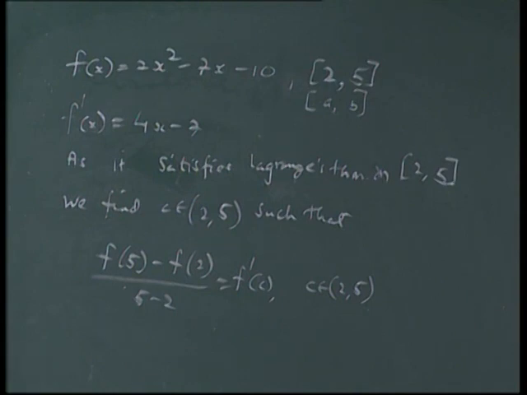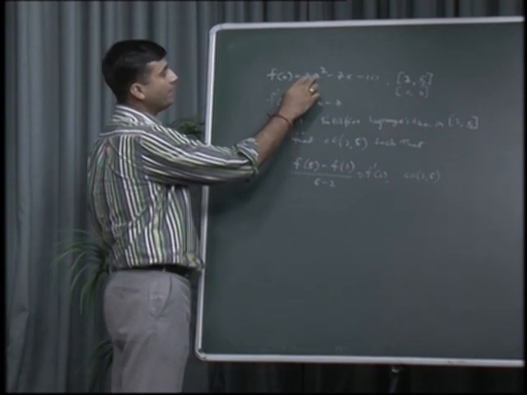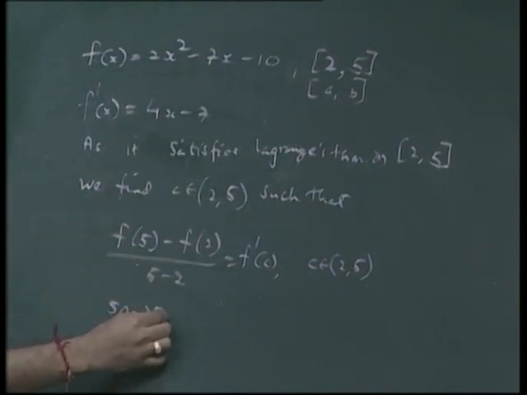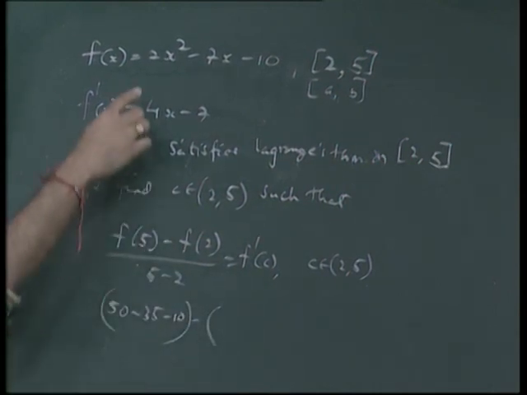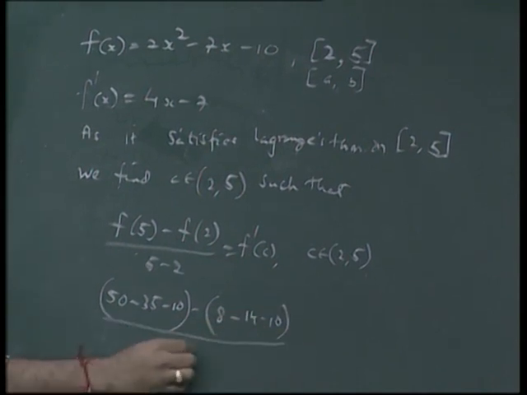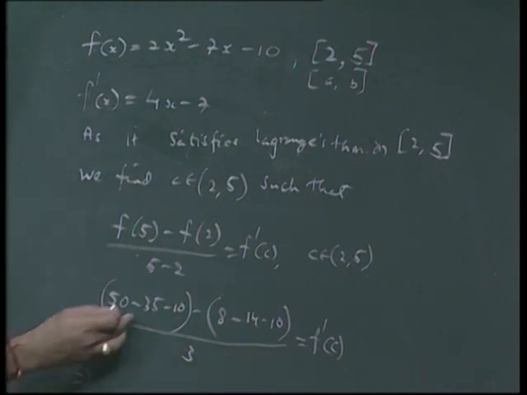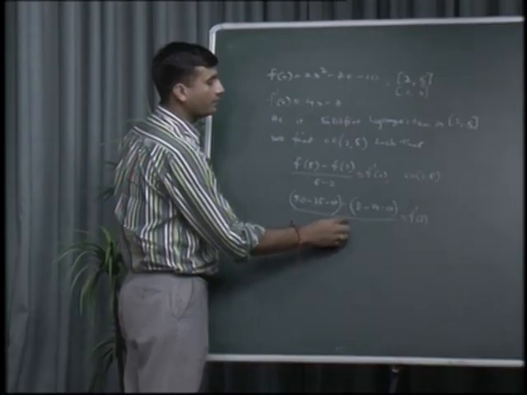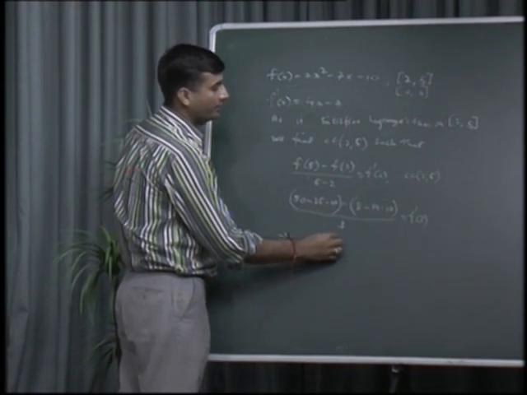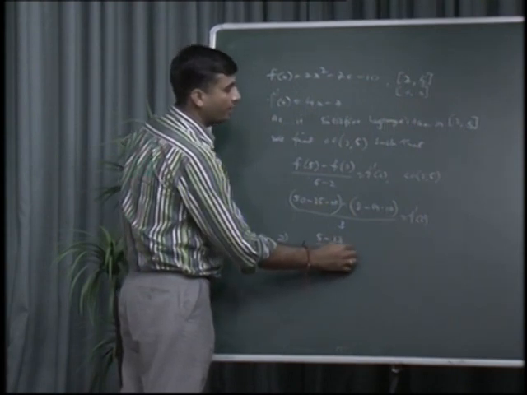Now we will simplify this further. So here f of 5 will be 25 into 2, so 50, minus 35, minus 10, minus f of 2, which will be 8 minus 14 minus 10, upon 3, that is equal to f dash c. So from this we'll get 5 minus, this is minus 7, so this is 17 upon 3 equal to f dash c.